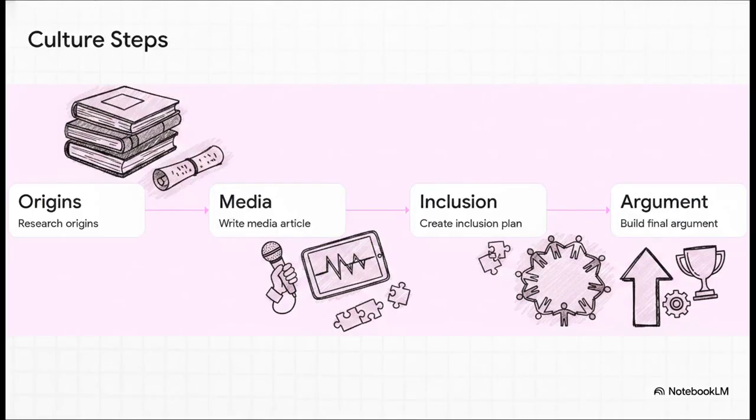We've broken this massive humanities assignment down into bite-sized, easy-to-manage steps. You'll start with a 1-page summary on the history, write a quick 500-word article on media bias, apply a 200-word inclusion plan to your activity, and then bring it all together into a final argument.